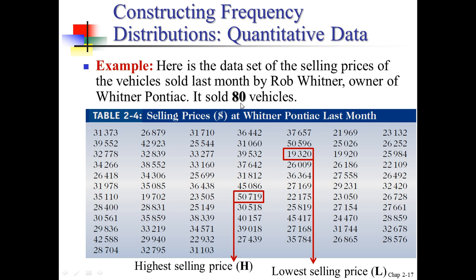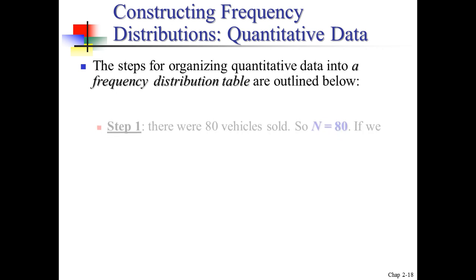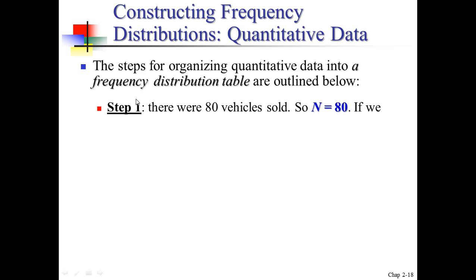Based on this slide I can find 2 steps. Step 1, I can find k. Step 2, I can find I. Step 1, N is 80. Why do I put capital N? Because this is a population data set, not a sample data set. 80 cars sold last month, no more, no less. This is the population.